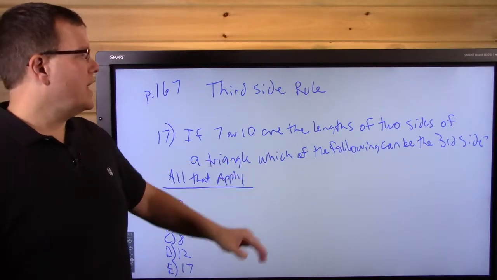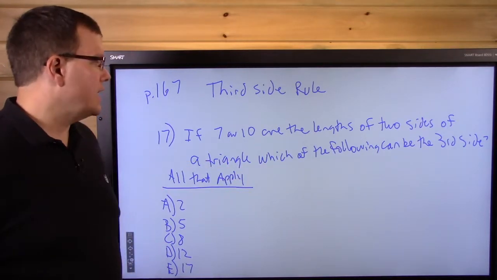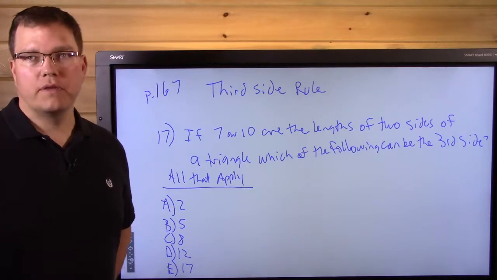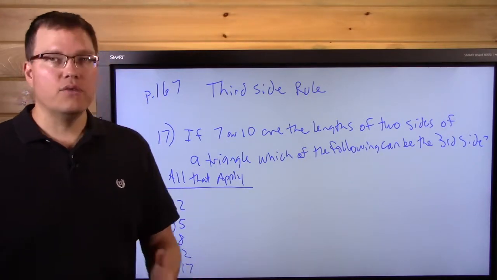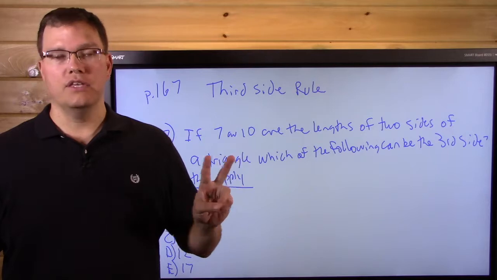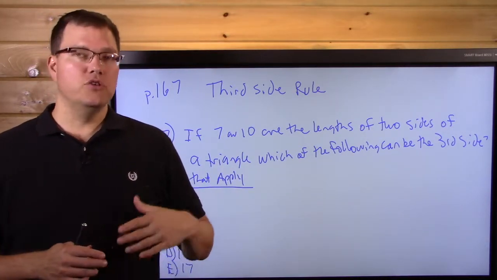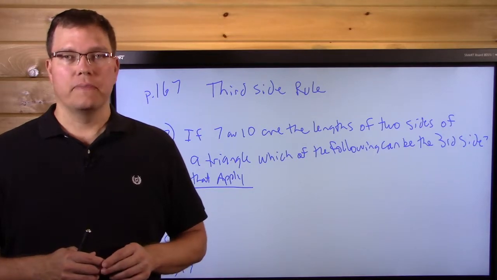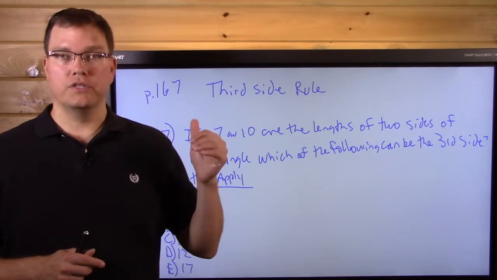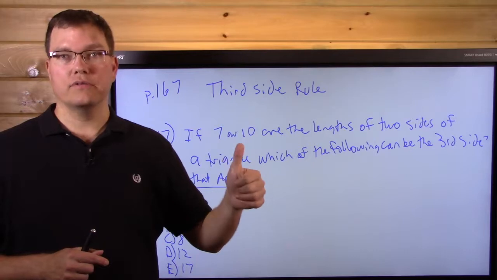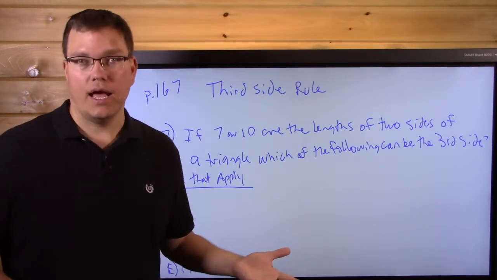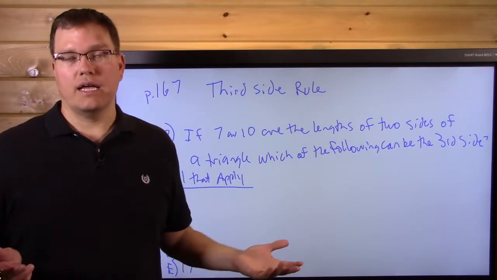If 7 and 10 are the lengths of two sides of a triangle, which of the following could be the third side? Now, the third side rule is one of only two rules that you apply when you don't have a right triangle. If you don't have a right triangle, you can't do things like the Pythagorean theorem. But you can do two things. You can do all angles together, the sum of the angles is 180, right? So the three angles together sum to 180.